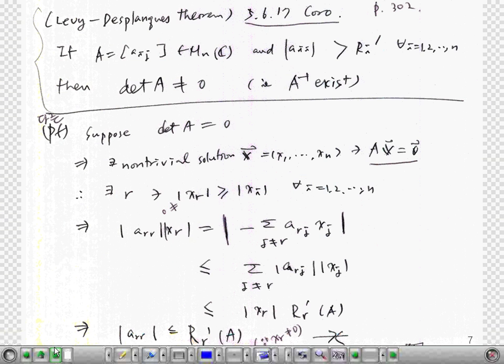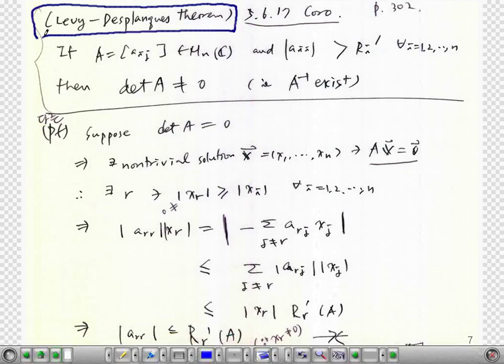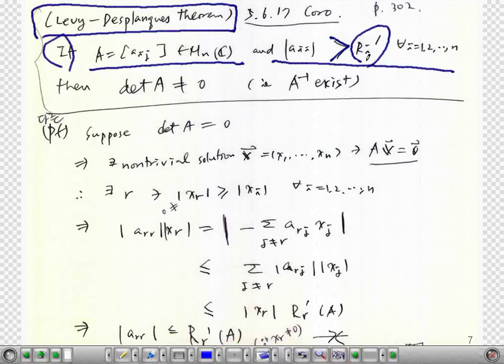So now we have the Levy-Desplanques theorem. It says this: if A is an n by n complex matrix, and the absolute value of the diagonal entry is greater than the deleted i-th row sum for all i, then we can say the determinant of A is not 0. A is invertible. This is what it says. Just by comparing the magnitude of the diagonal entries and all others in the same row, we can tell the invertibility of the given matrix.